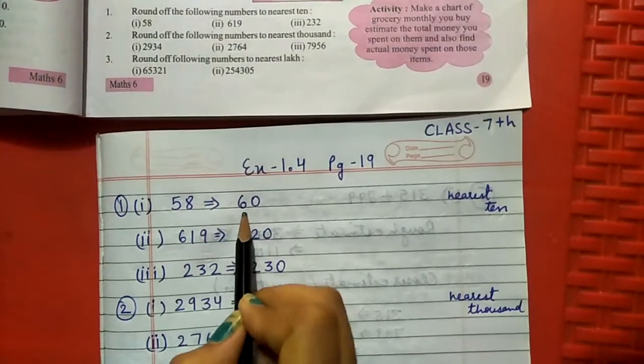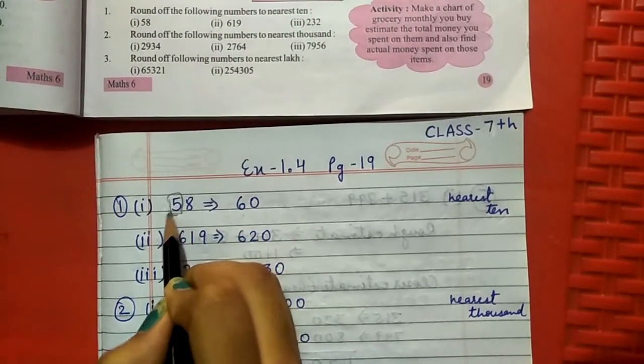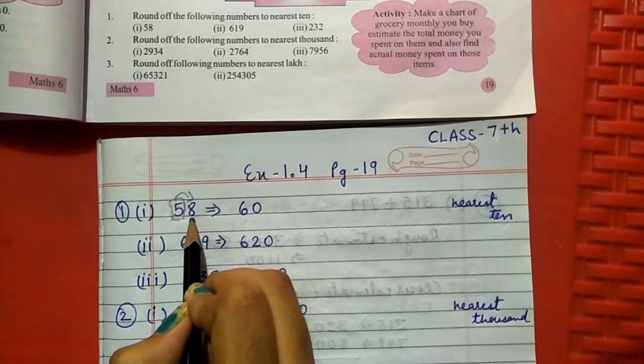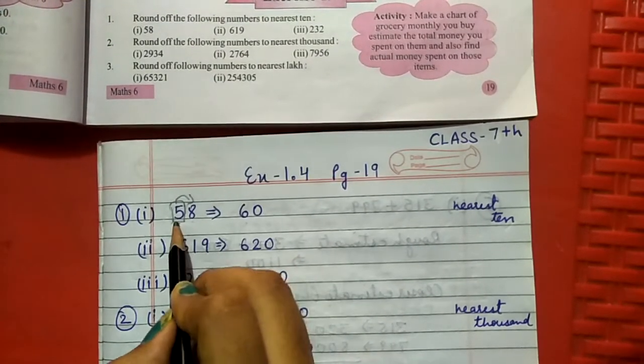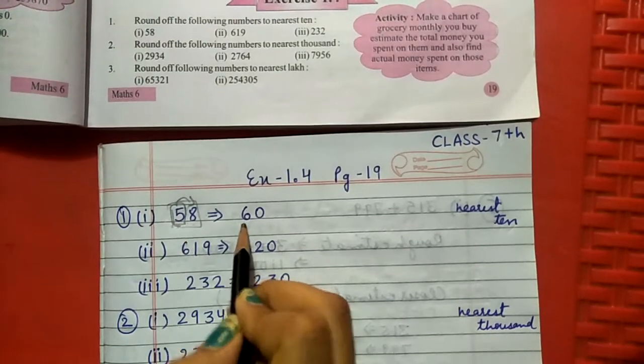For nearest tens, 58 will be 60. This means we have to check the ones digit, which is 8, and it is greater than 5, so the tens digit changes automatically. It will be 60 because 58 is nearest to 60.